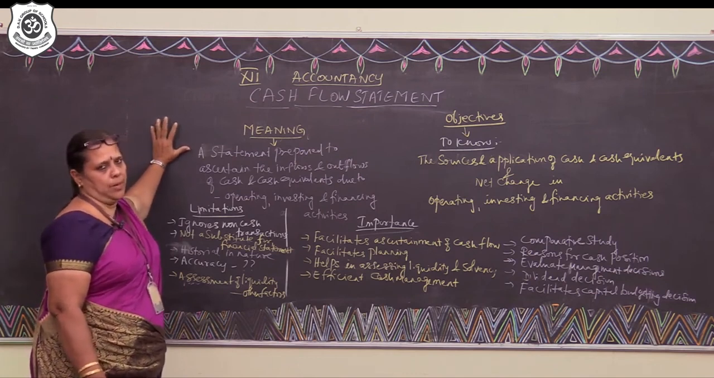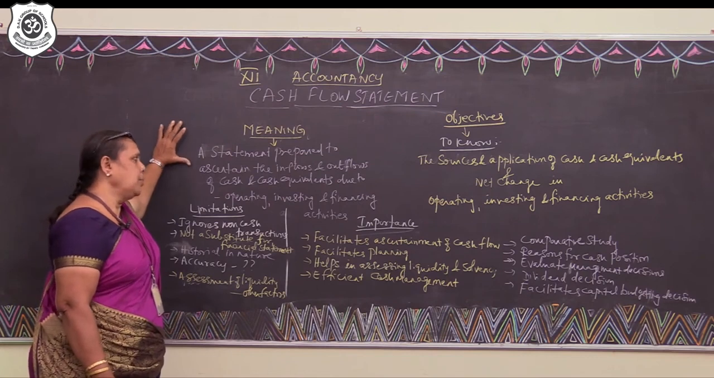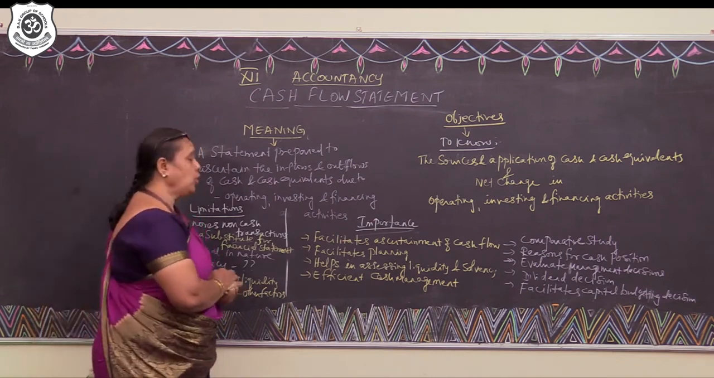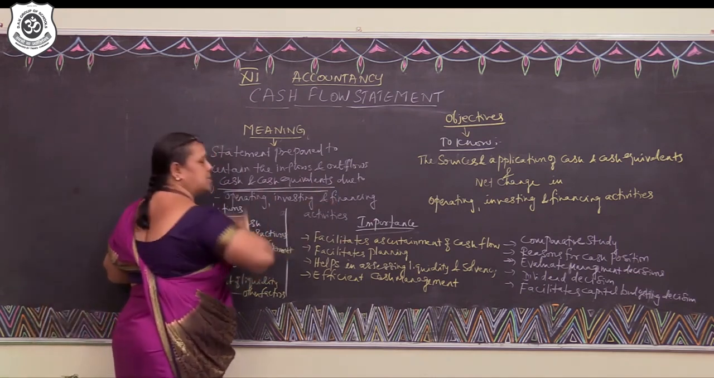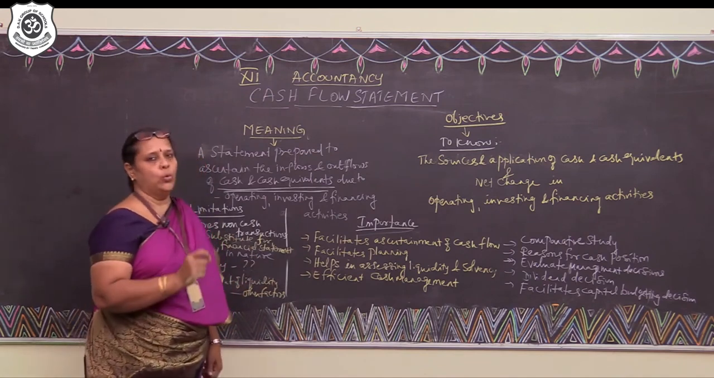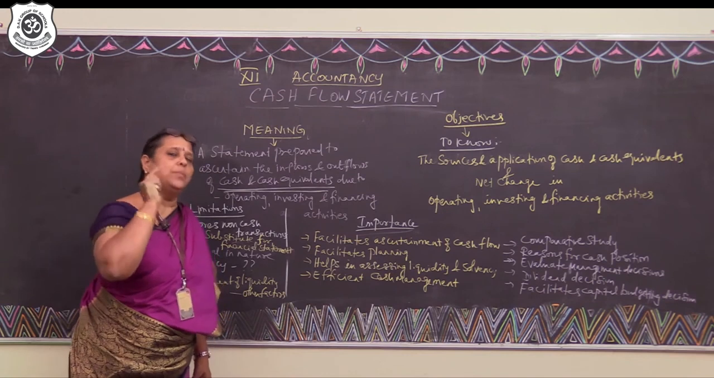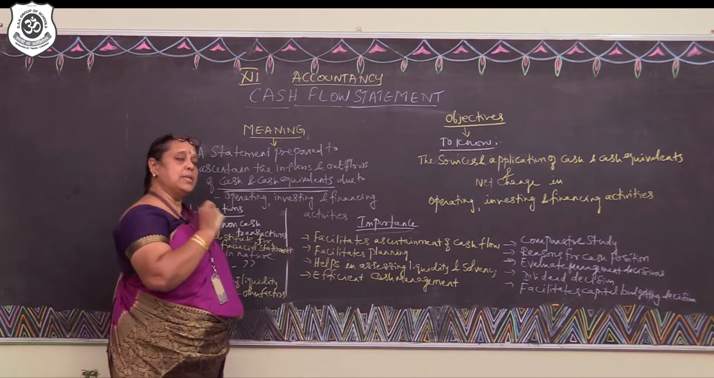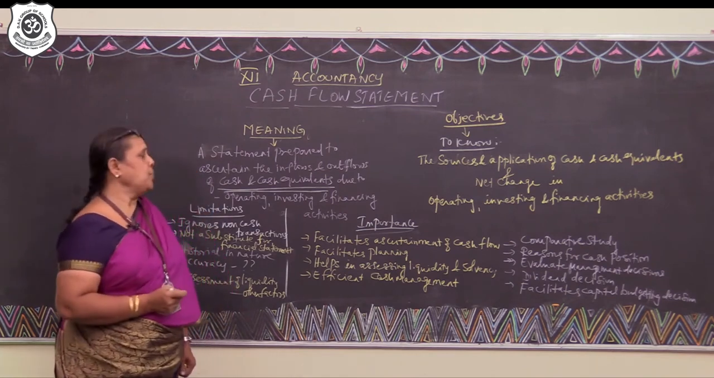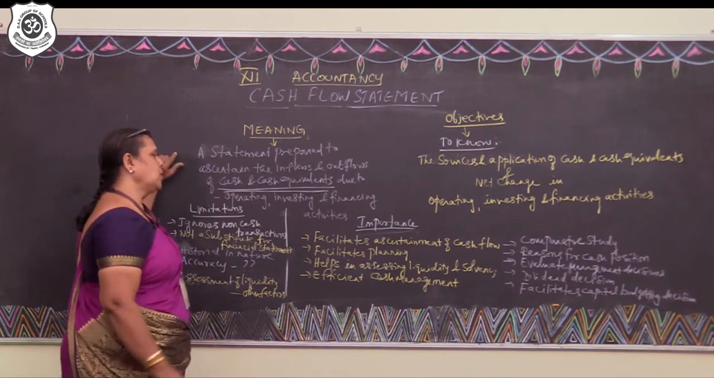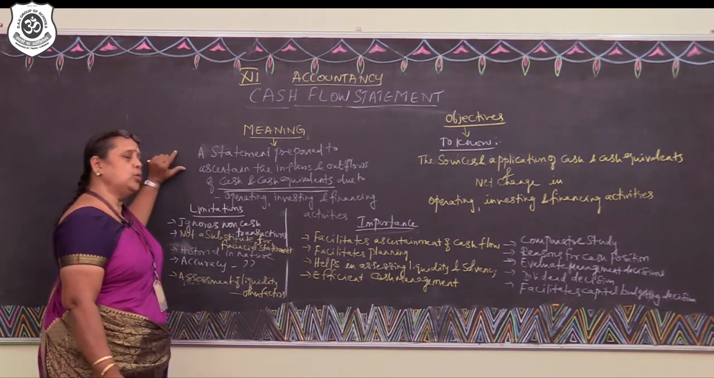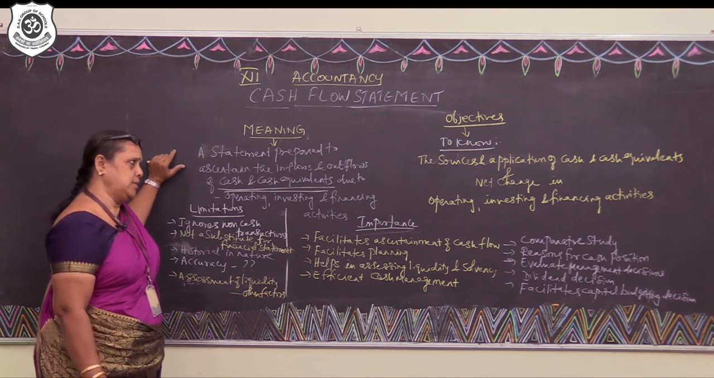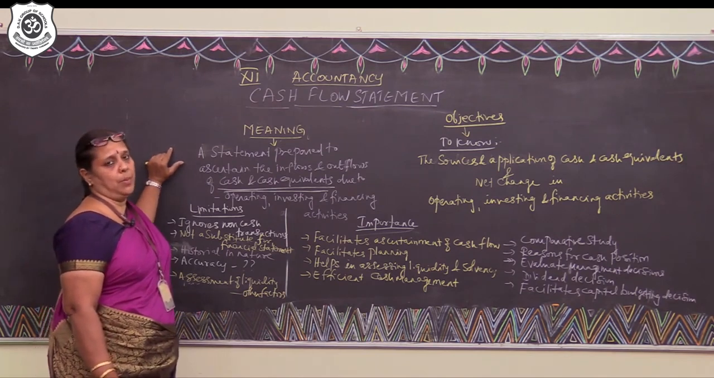Now, what is cash flow statement? A cash flow statement is a statement prepared to ascertain the inflows and outflows of cash and cash equivalents. What do you mean by cash and cash equivalents? It does not mean mere cash alone. Anything which can be converted into cash immediately is called cash equivalents. We shall be discussing examples of cash equivalents in later classes. Now, to ascertain the inflows and outflows of cash and cash equivalents due to the three major activities, namely operating, investing and financing activities.